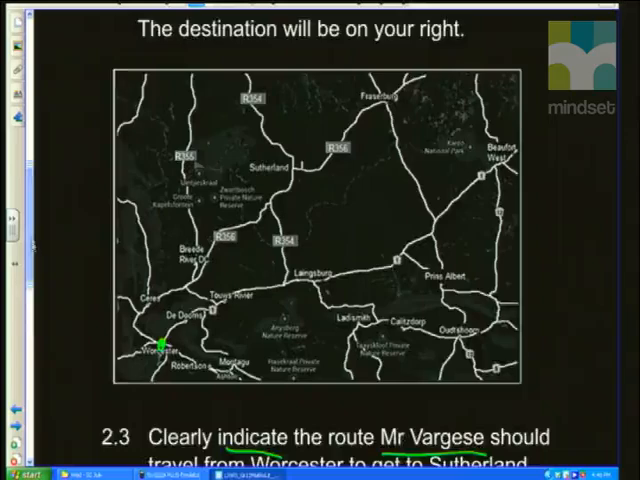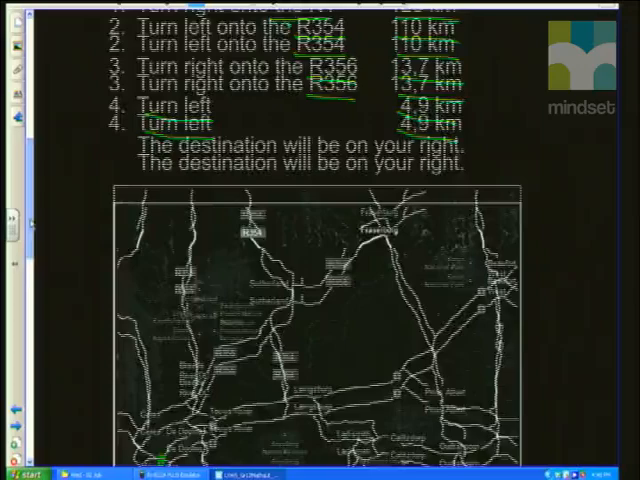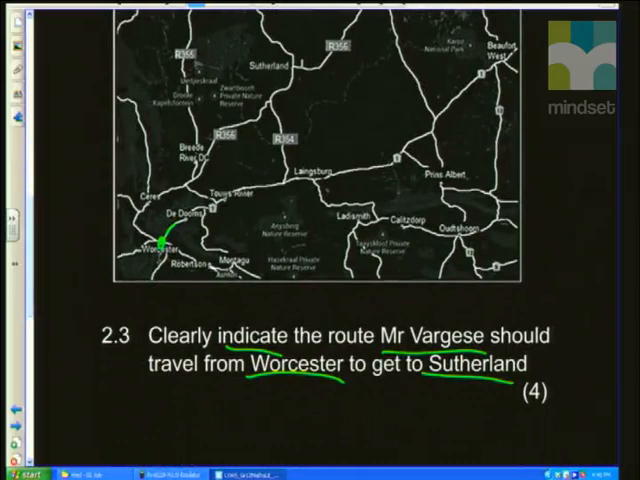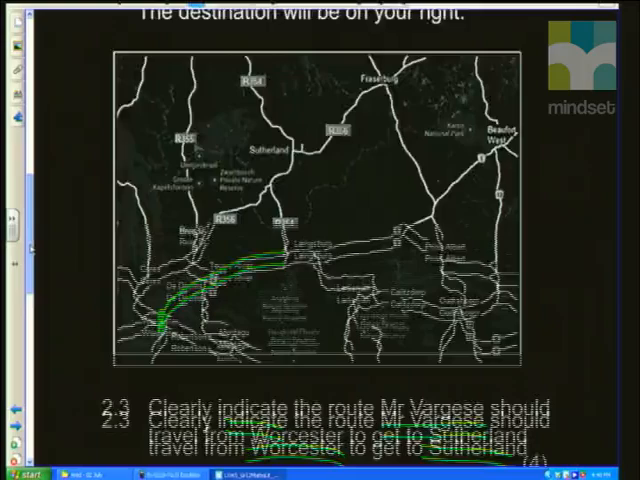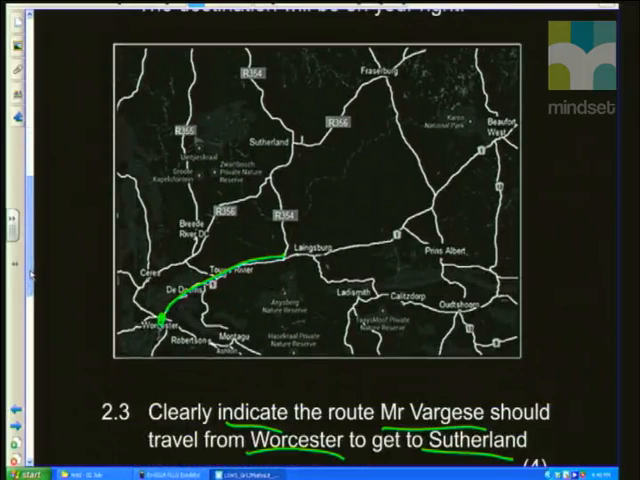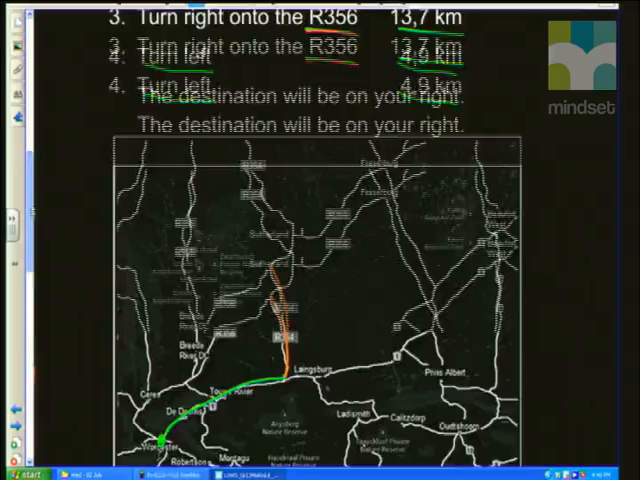Let's go quickly. He needed to turn onto the N1 and travel 120 kilometers. So he's at Worcester, there's the N1, and he's going to travel along this road. Then the next thing that it says, he must turn to the R354. So there's the R354, and he's going to turn left, and he's going to go that distance. Then the next part said, turn right onto the 356, and then turn left. And the 356 is that one, and then he's going to turn left, and there is Sutherland, and that's the SALT telescope.